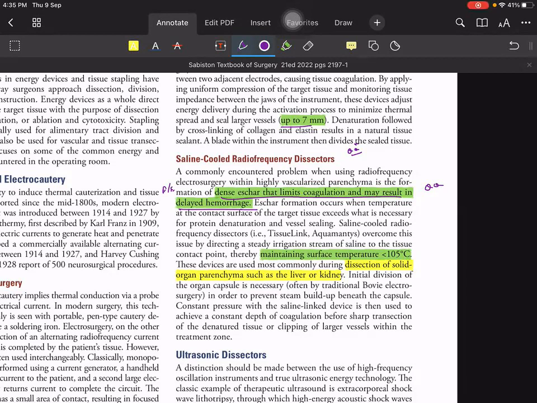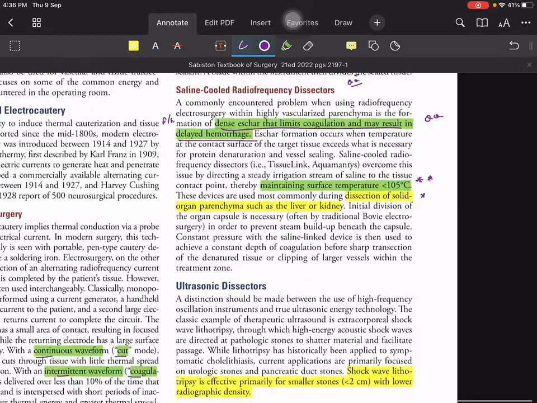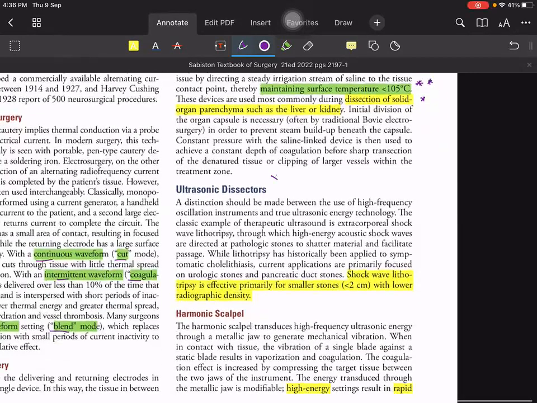And one more thing is that the saline cooled radio frequency dissectors overcome this issue by directing a steady irrigation stream of saline to the tissue conductant, thereby maintaining surface temperature less than 105 degrees Celsius. So to prevent this eschar only, they are keeping the saline cold, and keeping the temperature less than 105 degrees Celsius. Where they commonly use this device is dissection of solid organ parenchyma such as liver or kidney.